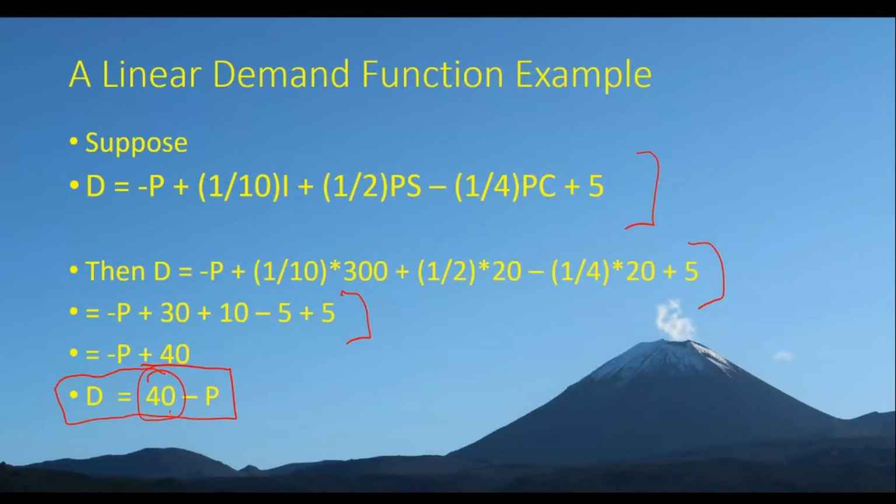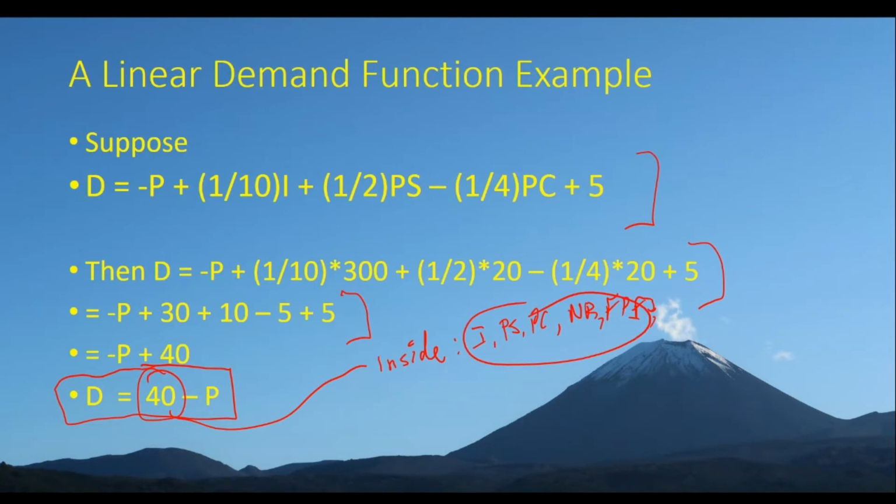Now, this 40, inside, we've got income and price of substitutes and price of complements and NB and future price and future income. All of these variables are affecting this value 40. But they're in there, and I'm not going to worry about them now. Now I've just got it all in there, and I've got a relationship between the quantity demanded Q and the price that prevails in the marketplace, and I can now plot and create a market demand function.